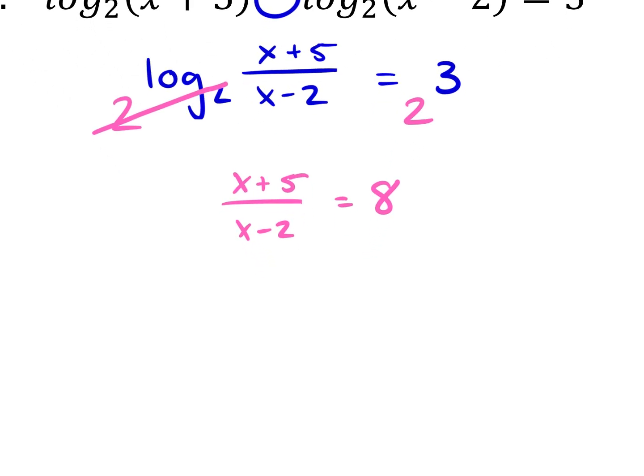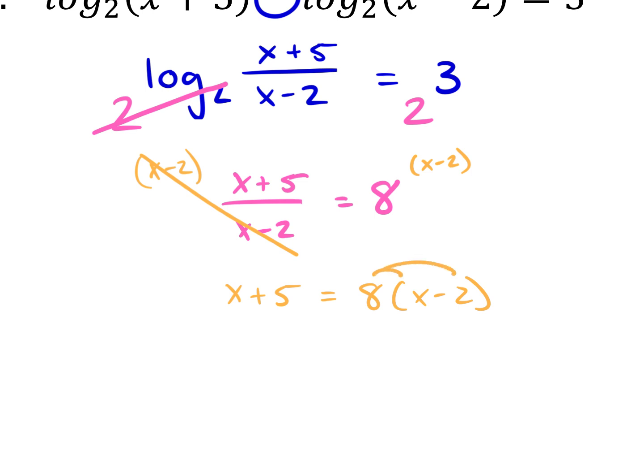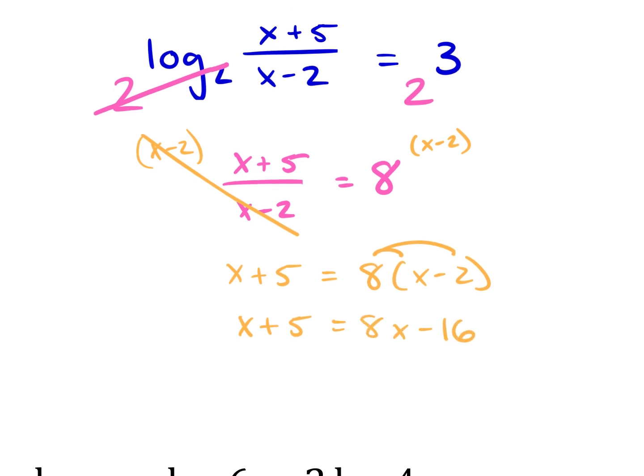What should we do next to solve? Awesome. We want to multiply by x minus 2. So it'll cancel out with the x minus 2 on the left side. So we're left with x plus 5 equals 8 times x minus 2. What should we do next? I think you should multiply 8 times x. Distribute. That's it. So 8x minus 16.